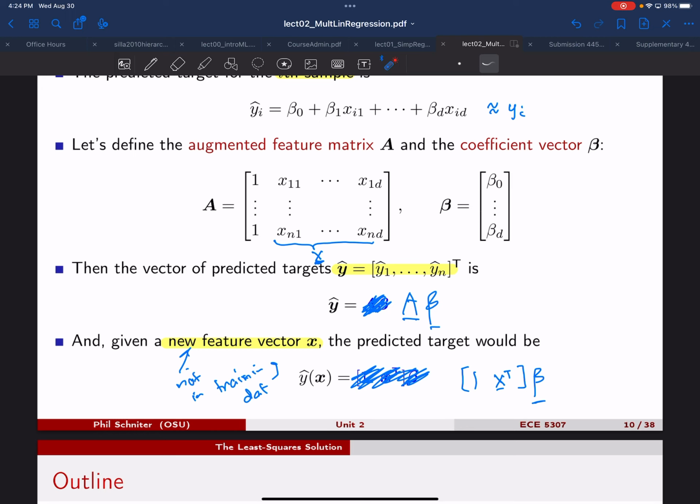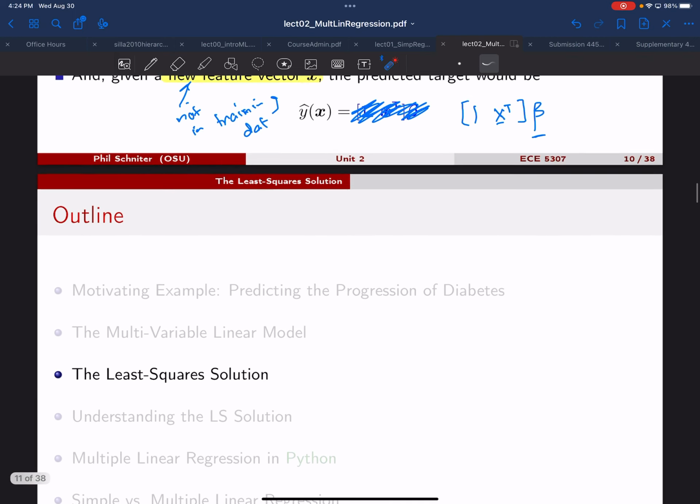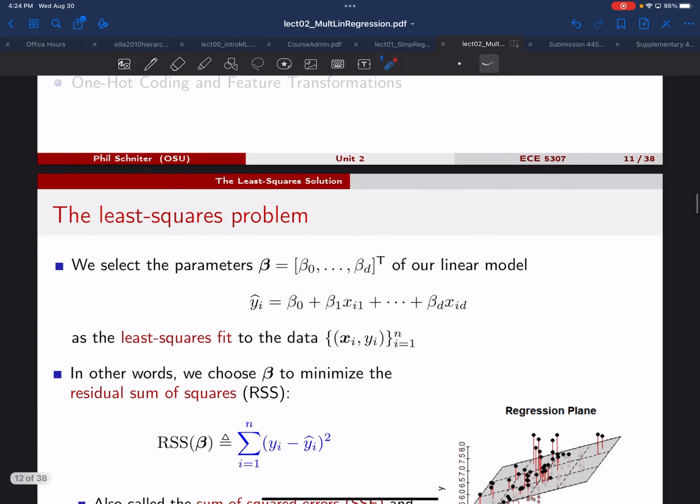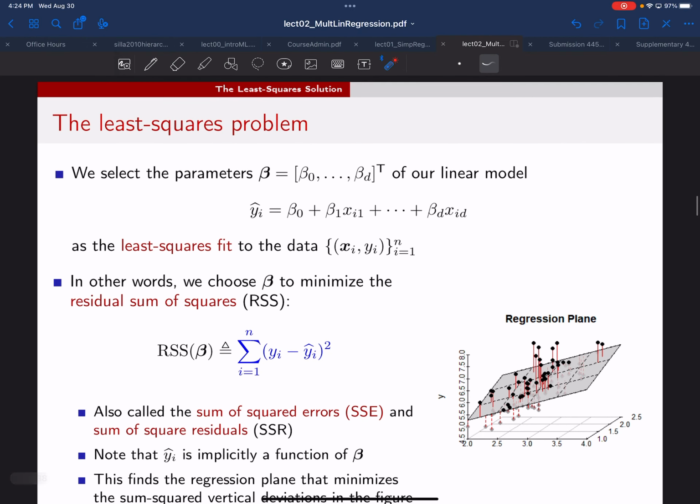Okay, great. So now that we have the mathematics defined, we need to figure out how we can determine the optimal beta coefficients. Before we start saying how we determine the optimal coefficients, we have to say, what do we even mean by optimal? What is it that we want to minimize to define optimality?